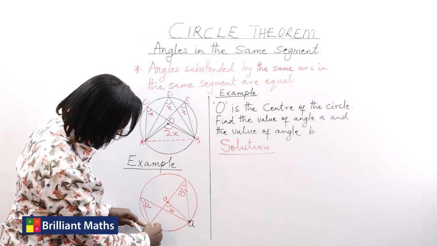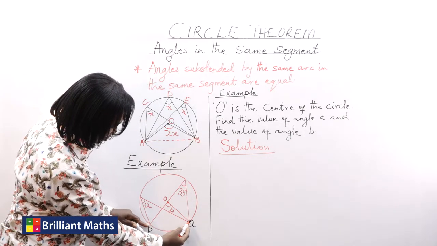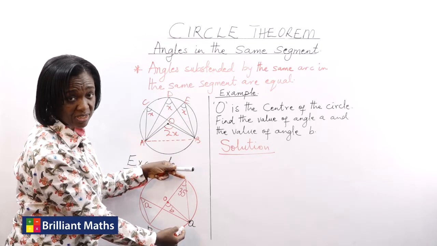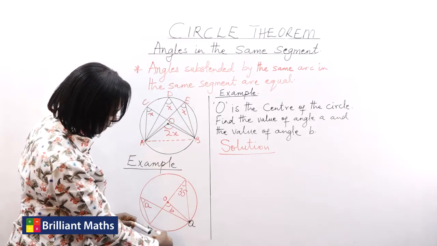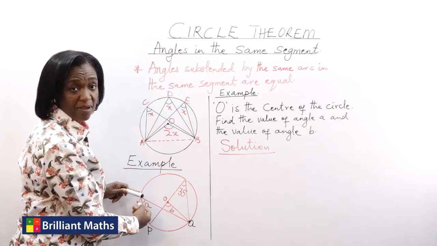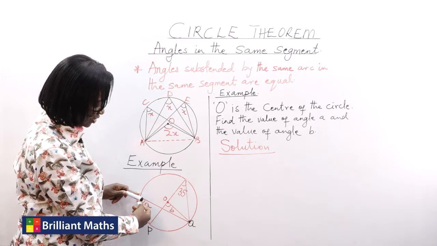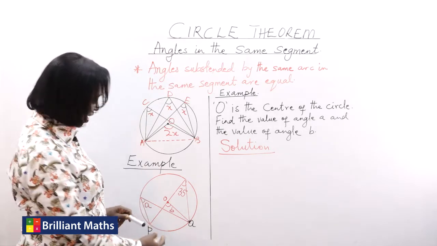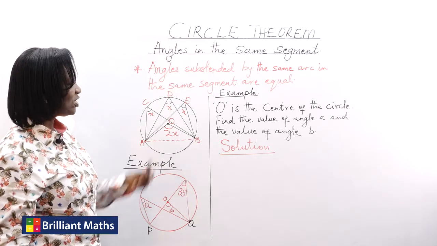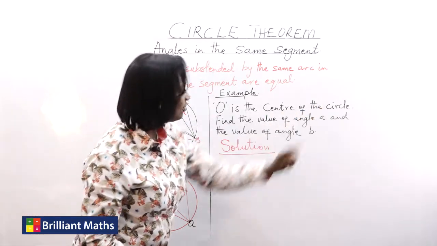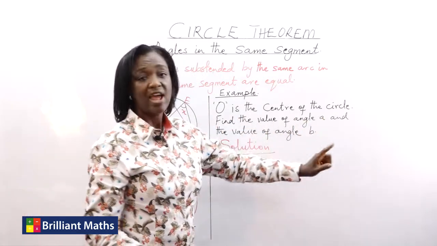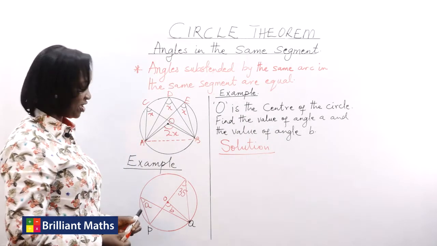And then arc PQ subtends the angle 35. You can see that that's what forms it. And the same arc PQ subtends the angle A at the circumference. So what does that tell you? The same arc subtends angle B at the center. So let's see, what does the question say? O is the center of the circle. We have seen that already. Find the value of angle A and the value of angle B.